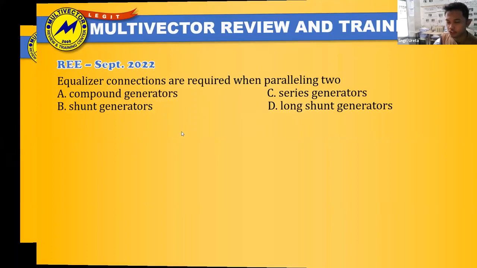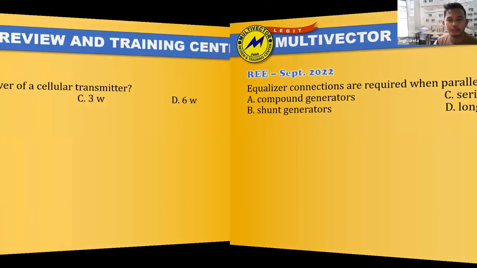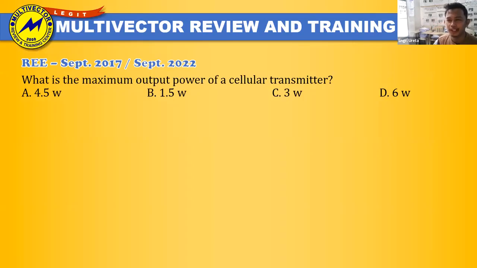Okay, problem number 10, which came out in September 2017 and came back in September 2022. What is the maximum output power of a cellular transmitter? Letter C, so 3 watts. Na-discuss na rin yan sa lecture nyo. Of course, walang computation. Constant lang yan, kinakabisado lang yung value. So 3 watts. Okay, next.